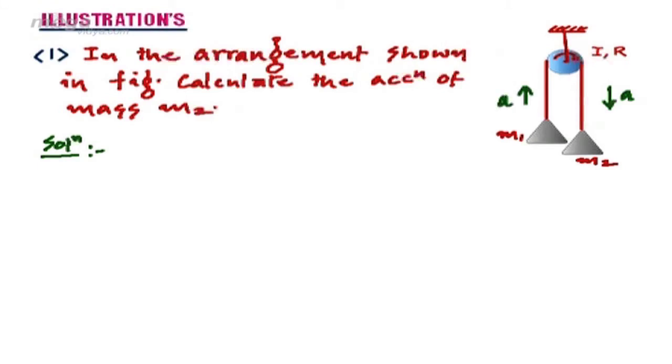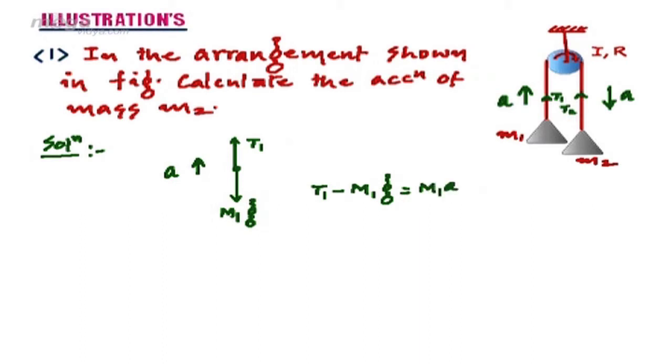Let us consider the tension acting on the string connecting m1 and m2 be T1, and taking free body diagram of mass m1. Considering m1 as a point mass, we can easily say force m1g is acting downward. Similarly, tension T1 is acting upward, and the acceleration is directed along the direction of tension T1. The equation will be of the form T1 minus m1g will be equal to m1a.